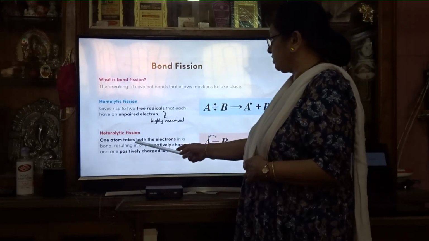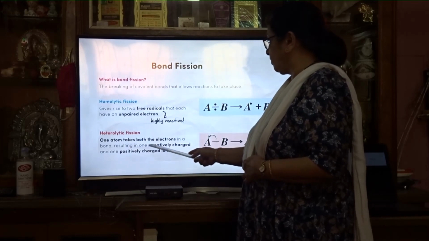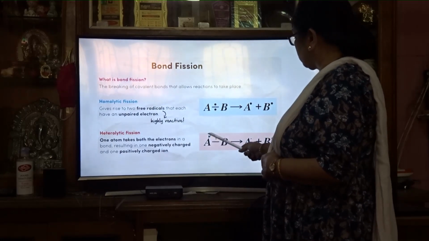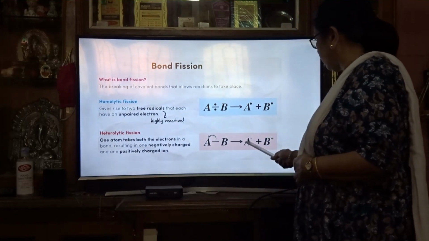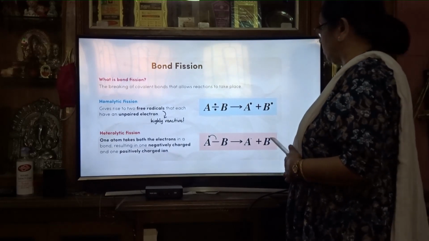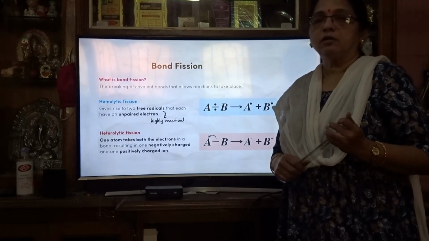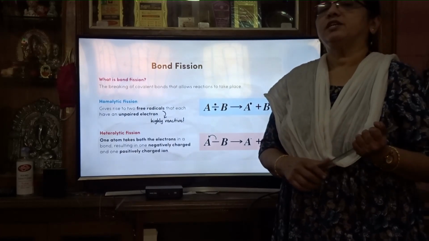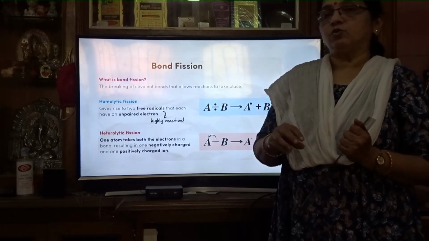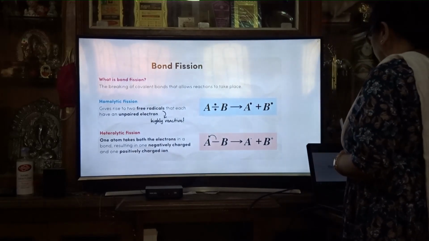Then heterolytic fission. One atom takes both the electrons in a bond, resulting in one negatively charged and one positively charged atom. The atom to which the electrons are shifting will get a negative charge, and the atom from which the electrons are going will get a positive charge. Electrons are negatively charged, so when an atom receives them it gets a negative charge, and the one giving the electron will get a positive charge.